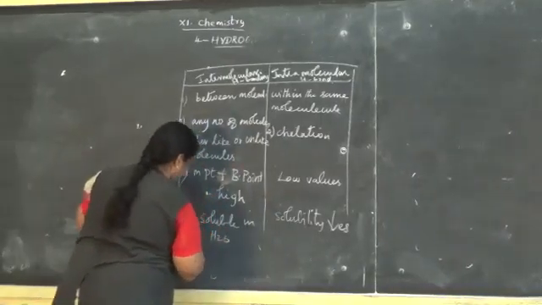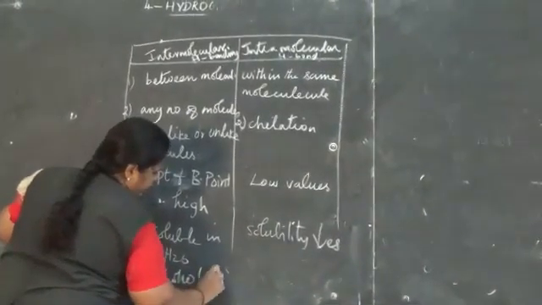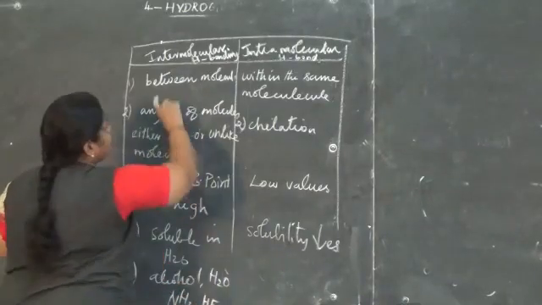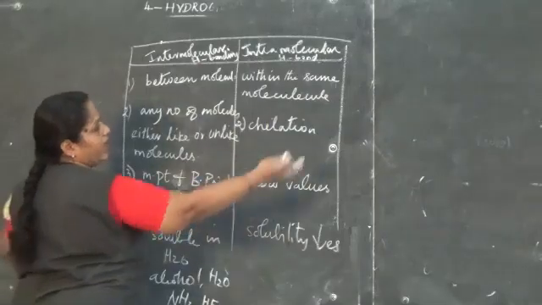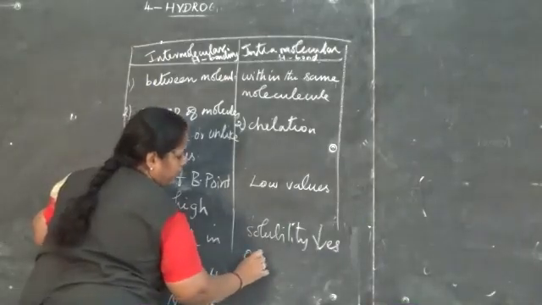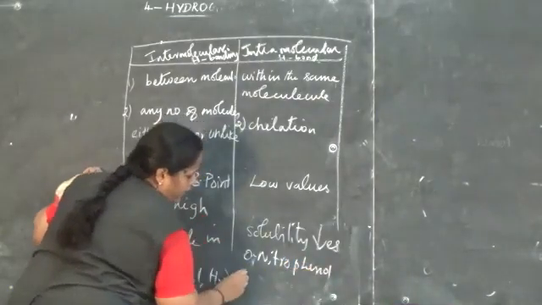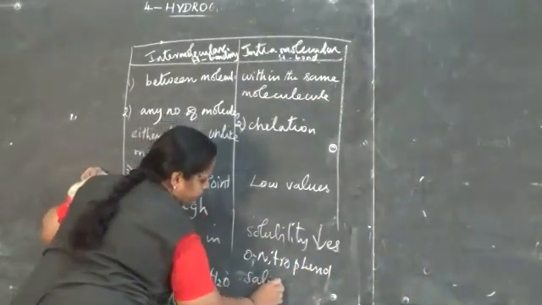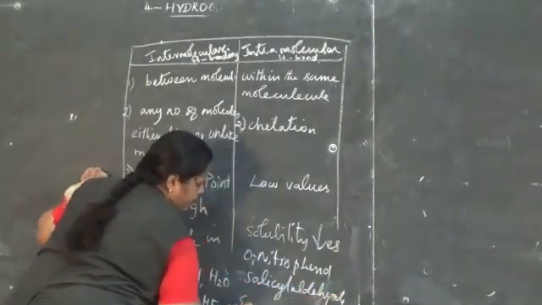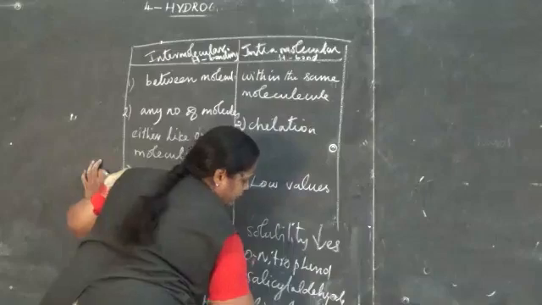Examples for this one: alcohol, water, ammonia, HF. These are some examples for intermolecular hydrogen bonding. For intramolecular hydrogen bonding, I wrote 3 examples there. They are nothing but orthonitrophenol, salicylaldehyde, salicylic acid. These are the main differences between intermolecular and intramolecular hydrogen bonding.